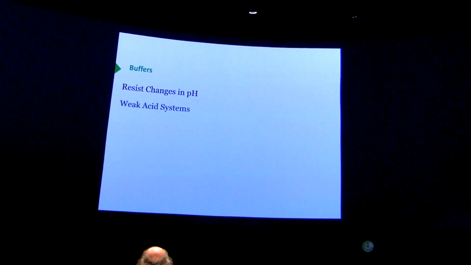Okay, buffers, as I said, resist change in pH. They always involve weak acid systems. They have what we call buffering capacity. The greater the concentration of the buffer, the greater the capacity. We can exceed the capacity. One of the problems I used to assign students had a problem where they exceeded the capacity of a buffer, and they got very confused because when they went to do that log term in the Henderson-Hasselbalch, they took a log of a negative number, and their calculator said, does not compute.